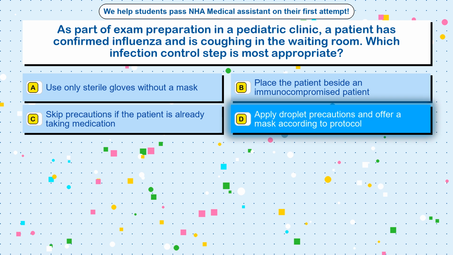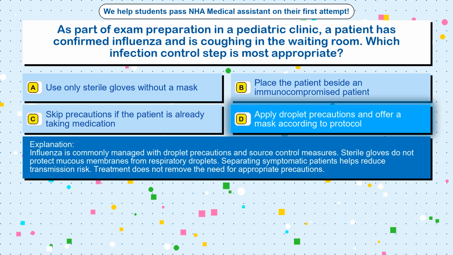The correct answer is option D. Apply droplet precautions and offer a mask according to protocol. Influenza is commonly managed with droplet precautions and source control measures. Sterile gloves do not protect mucous membranes from respiratory droplets. Separating symptomatic patients helps reduce transmission risk. Treatment does not remove the need for appropriate precautions.